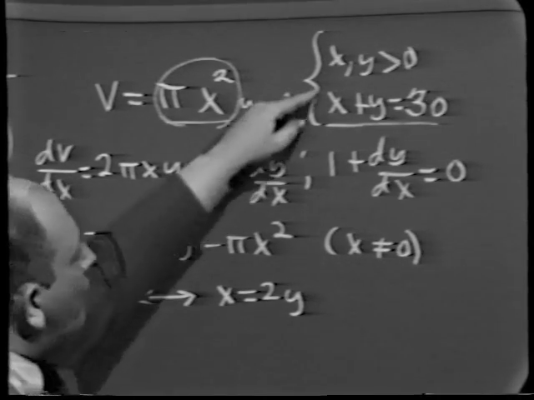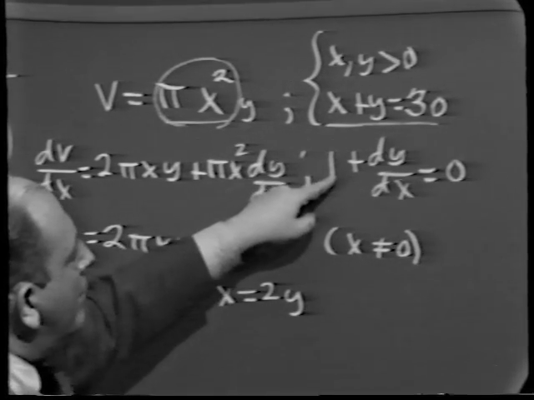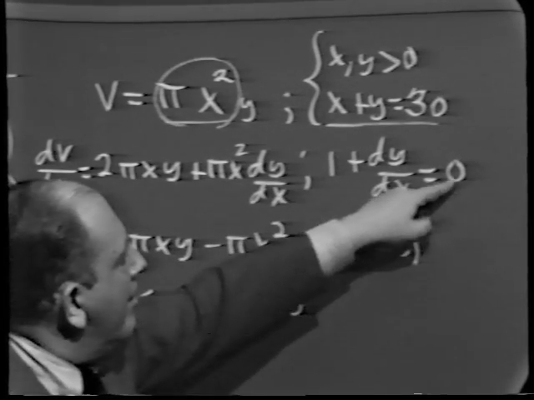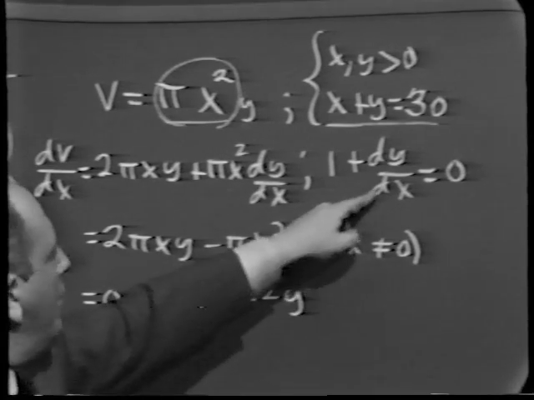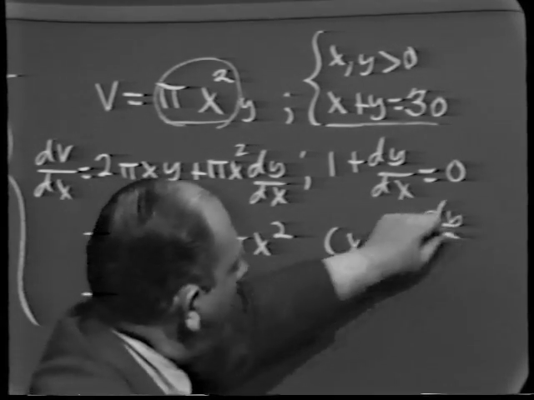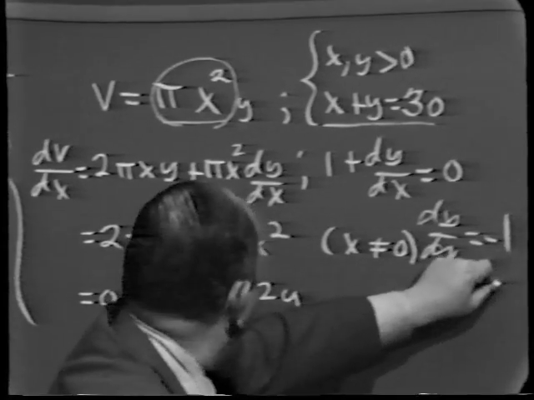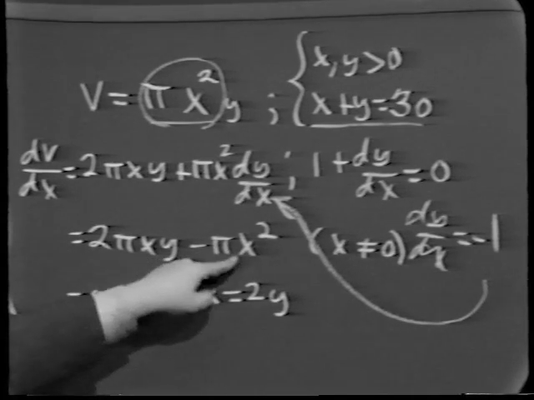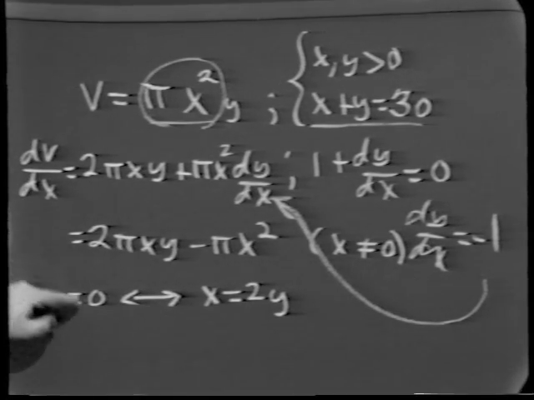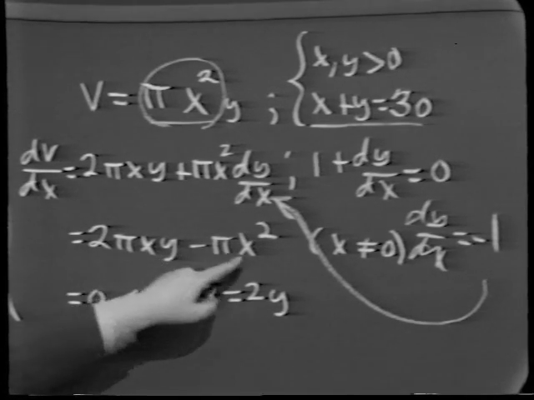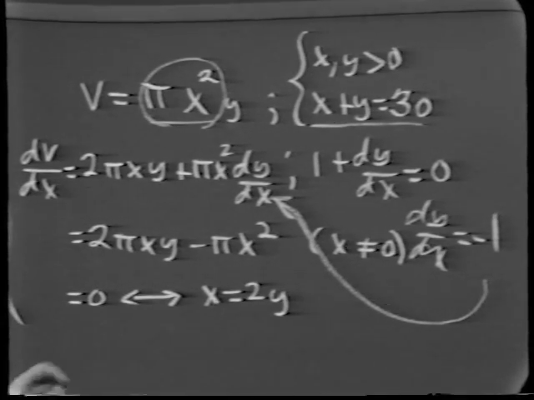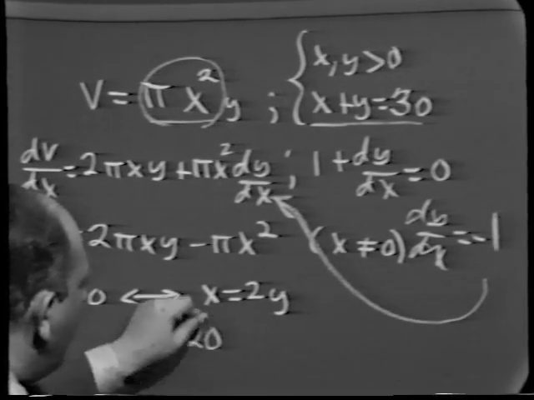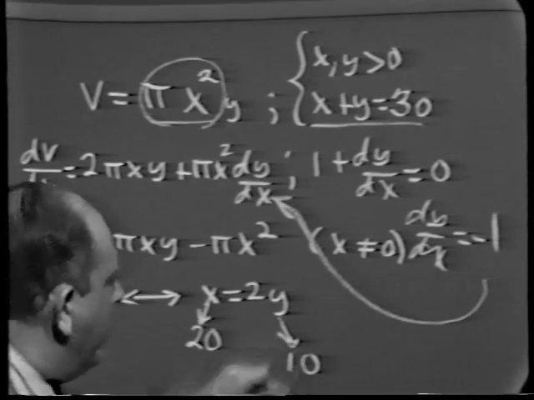On the other hand, from this relationship here, we can conclude by differentiating implicitly that 1 plus dy/dx is 0, and therefore dy/dx is minus 1. And putting that value for dy/dx in here, we wind up with this explicit relationship, and we can now see that dv/dx is 0 if and only if, just by solving this thing, setting it equal to 0, x equals 2y. By the way, that's exactly what happened in our problem. You'll notice that x turned out to be 20 and y turned out to be 10.